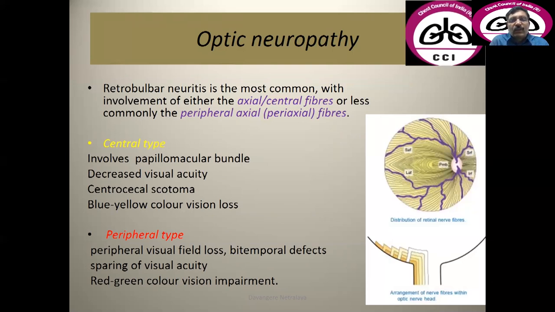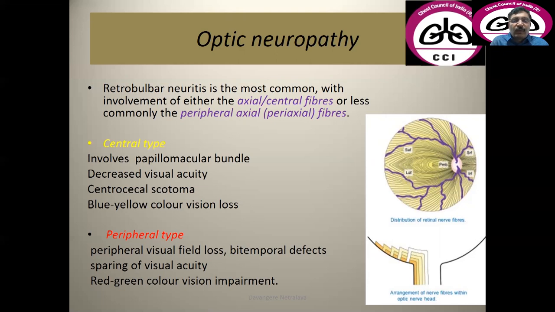The optic neuropathy which develops secondary to ethambutol is basically a retrobulbar neuritis, which can occur either due to the involvement of axial or central fibers of the optic nerve, or involving the peripheral or periaxial fibers of the optic nerve. The picture on the right side shows the distribution of the retinal nerve fibers in the optic nerve.